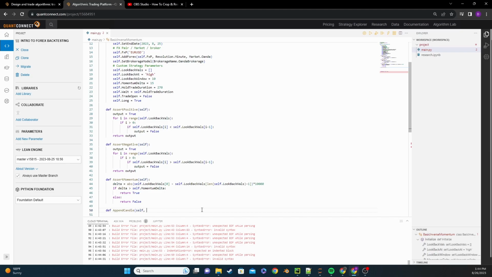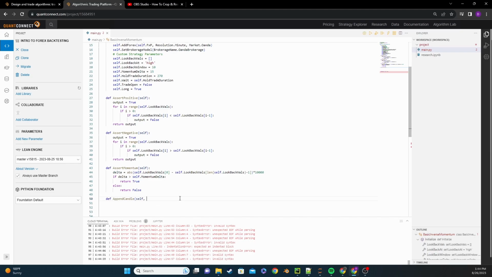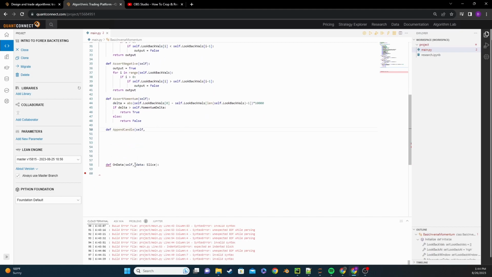And here it's going to be tricky because we need access to the data. So if you see on data, there's data here. So on data is going to be pushing this data into here, into this append candle. So we're just going to do data here as well.